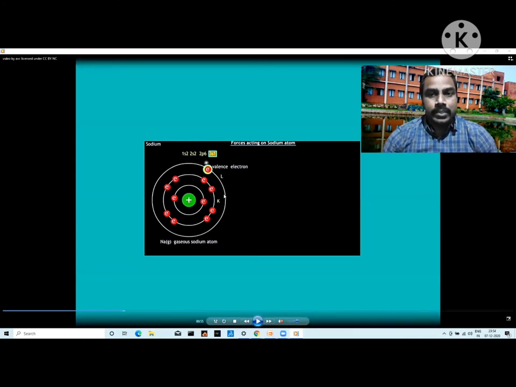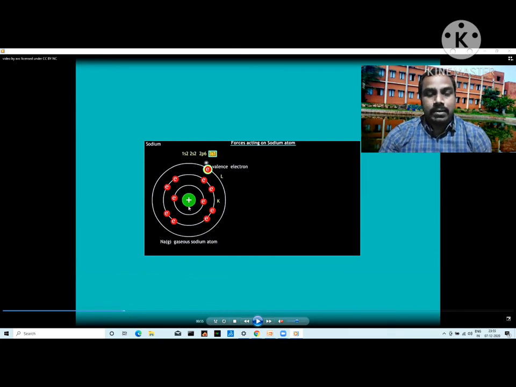As we move far away from the nucleus, the nuclear attraction force decreases. Effective nuclear charge decreases because the inner electrons present in the atom screen the nuclear charge and reduce it, so that as we move far away from the nucleus, the nuclear attraction force on the valence shell electrons decreases.